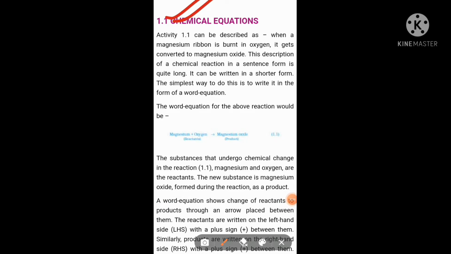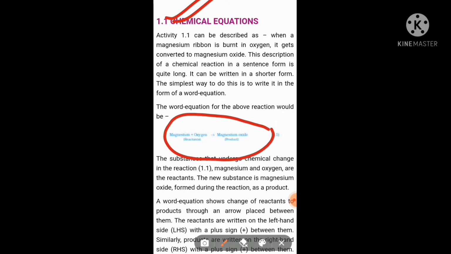Okay. So what is a chemical equation? Representation of a chemical reaction. Representation of a chemical change in terms of symbols and formulas of reactants and products is called a chemical equation. Okay. Understood. Representation of a chemical reaction means how any chemical reaction is represented.